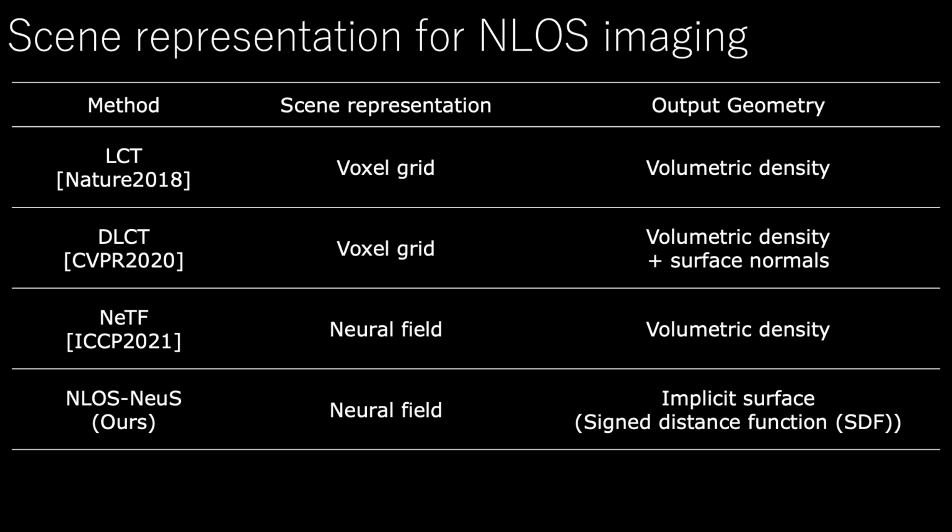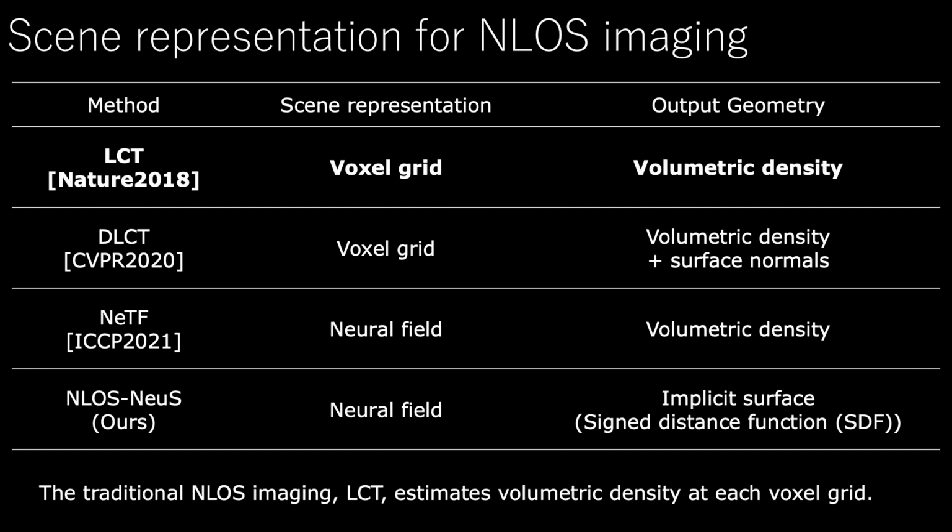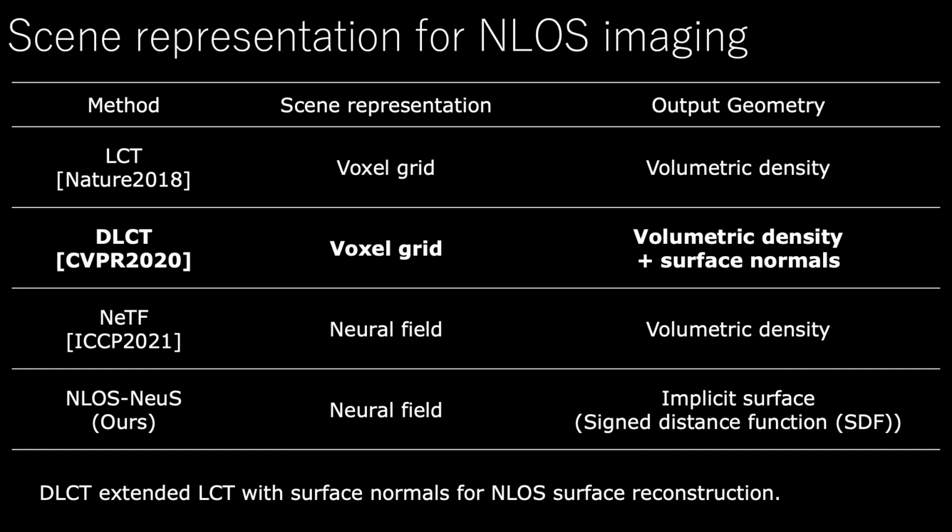We summarize scene representation for NLOS imaging in the previous studies. The traditional NLOS imaging, LCT, estimates volumetric density at each voxel grid. D-LCT extended LCT with surface normals for NLOS surface reconstruction. However, these methods are limited due to their discretized scene representation.